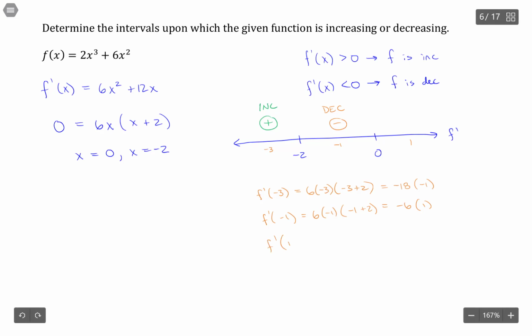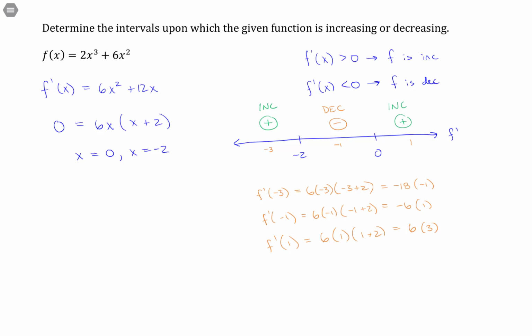And then lastly, on this third interval, if I plug in positive 1, it's 6 times 1 times 1 plus 2, which would be 6 times 3, which is 18, but I don't need to know what the value is. I just need to know that it's a positive number. So everything on that interval would be increasing.